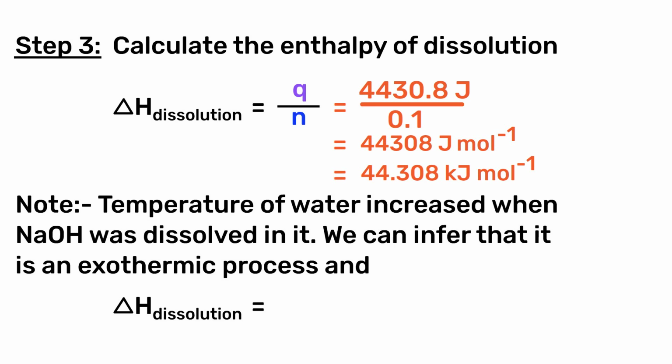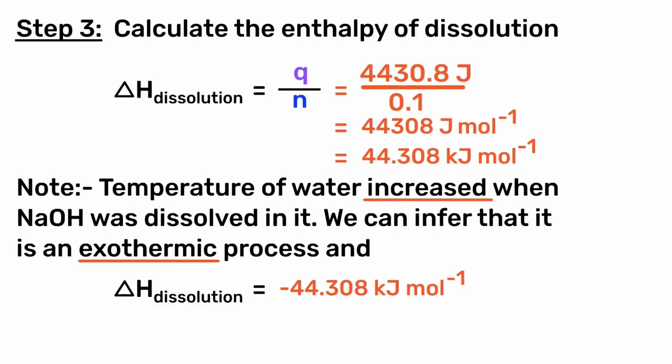Note that the temperature of water increased when sodium hydroxide was dissolved in it, so we can infer that it's an exothermic process. So it's important that you report the answer with a negative sign. So enthalpy of dissolution would be minus 44.308. Remember that Q is simply the flow of heat from a hotter to a cooler substance, so it does not have a positive or negative sign, but enthalpies or heats of solution can be exothermic or endothermic, and it's reported with a positive or negative sign.